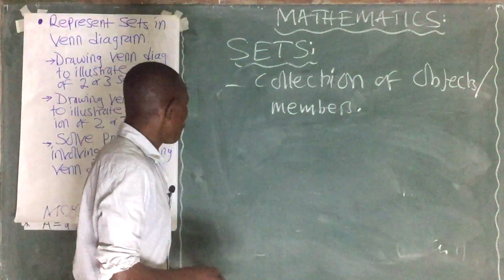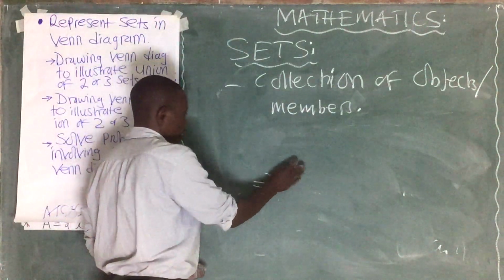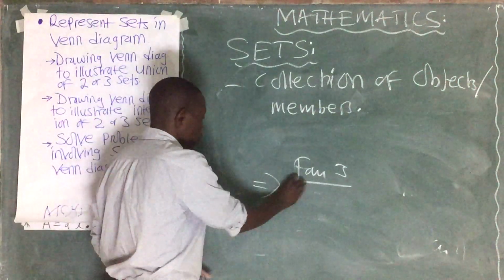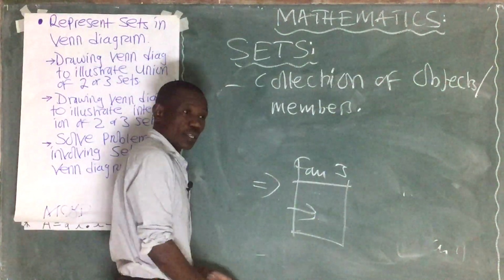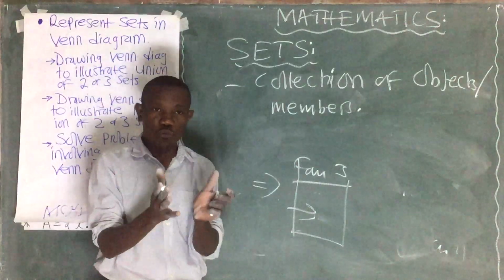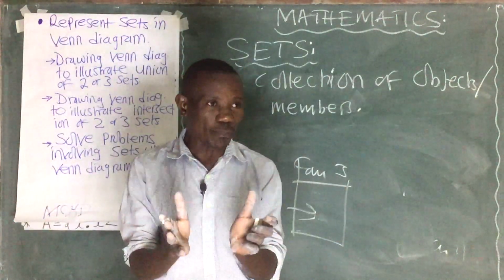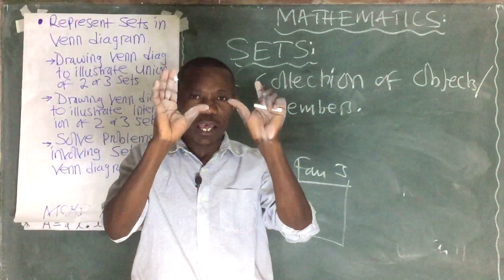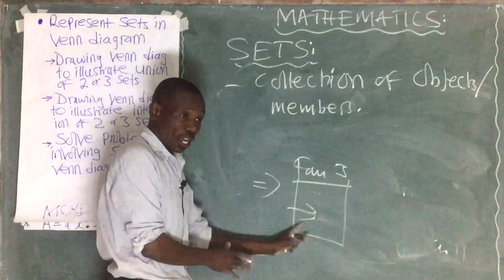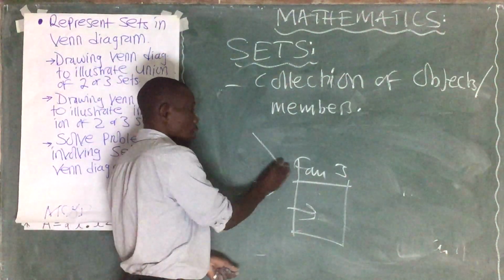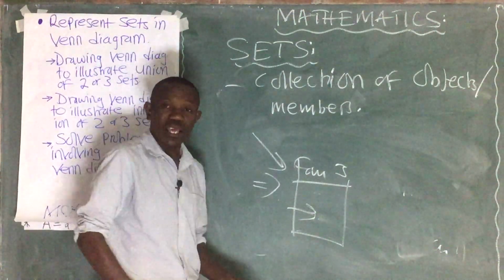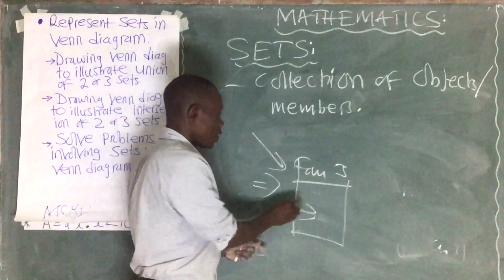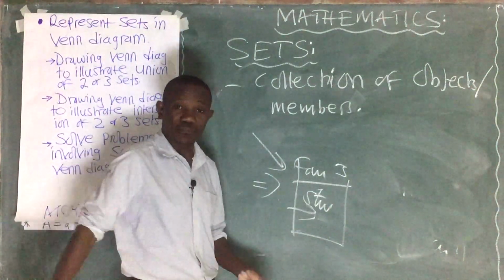For example, if you talk of students in a Form 3 classroom, we have students there, learners. Students in a room are collected together. When we talk of the students, it means we talk of a group of people who are together. As such, we consider Form 3 as a set. The objects, or members, in this case are the students themselves.